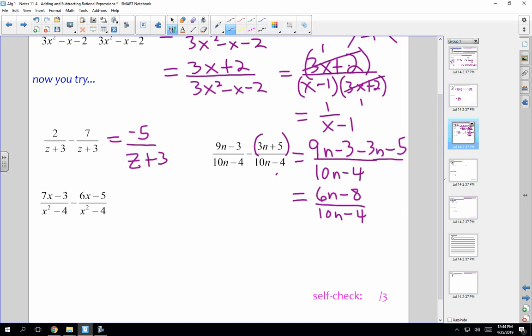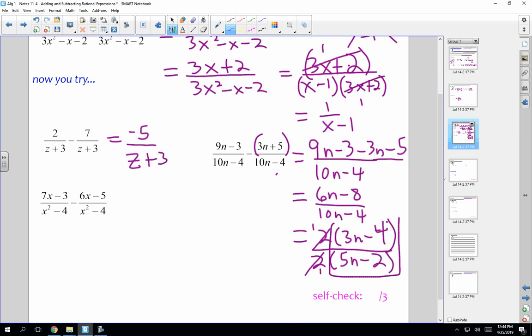So factoring out a GCF of 2 on the top leaves me with 3n minus 4. And factoring out a 2 from the bottom leaves me with 5n minus 2. Go ahead and divide 2 by 2 to get 1. Final answer is 3n minus 4 over 5n minus 2. Got that. Go ahead and try this last one.